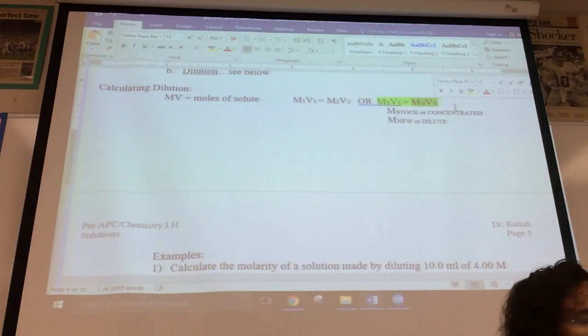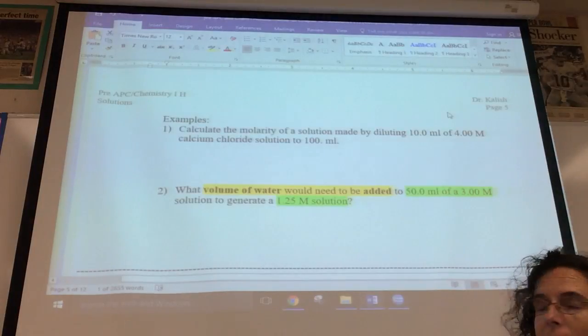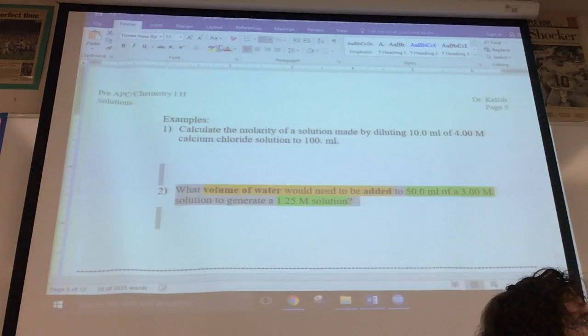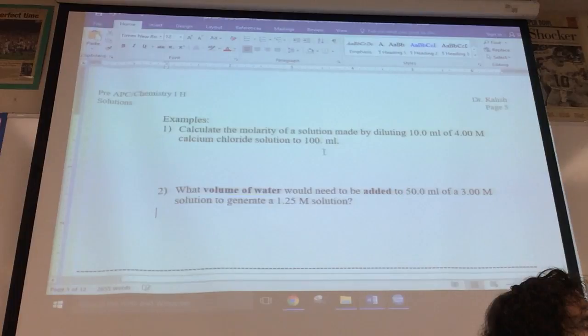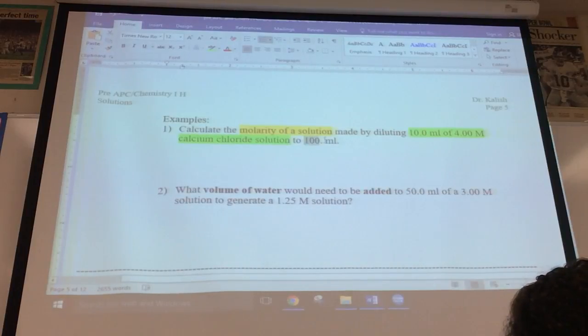You can apply this formula a number of different ways. If you look at the first example, it says calculate the molarity of a solution. So you want to calculate the molarity of a solution made by diluting 10 mL of a 4 molar calcium chloride solution. That's what you're starting with. And you want to make 100 mL.